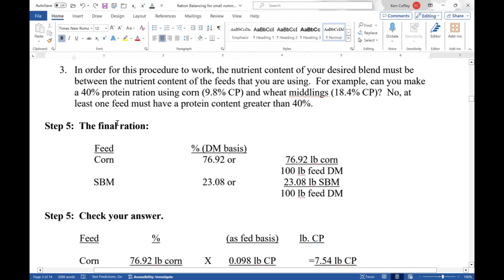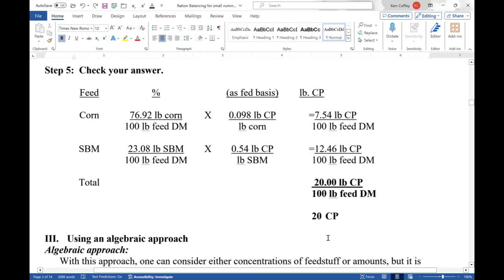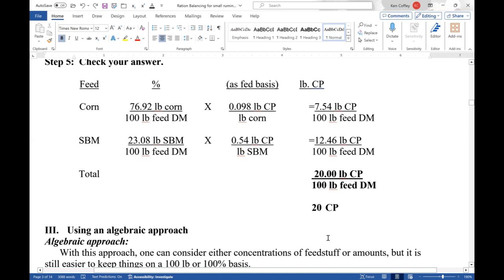So then we can go back and check our answer. All right, if we take that roughly 77%, multiply it by the protein in corn, it gives us out of that mix about 7.5 pounds of protein coming from corn. If we take the 23% soybean meal, multiply it by the 54% protein in the soybean meal, about 12.5 pounds of protein in that mix is coming from the soybean meal. So 7.5 plus 12.5, we're at that 20%. And so it did work. But be sure and check those things out.